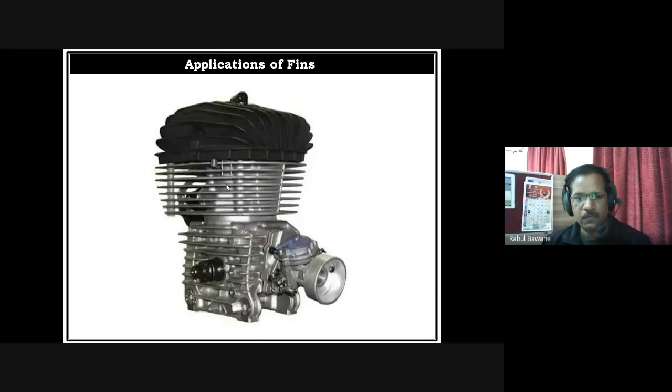And friends, when we observe that air cooling is not sufficient, then we go for liquid cooling, just like in four-wheeler engines.